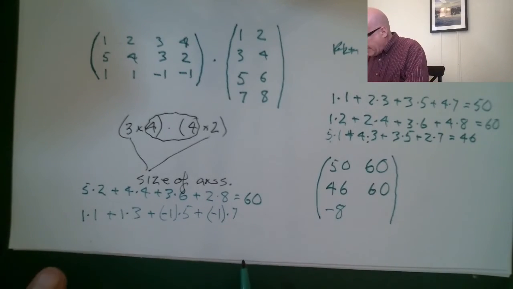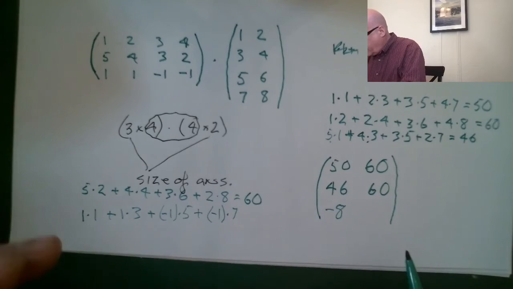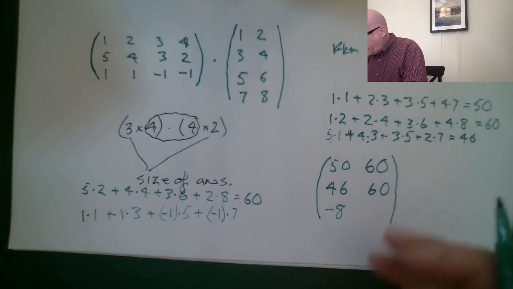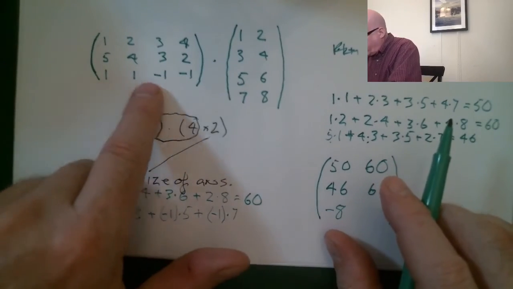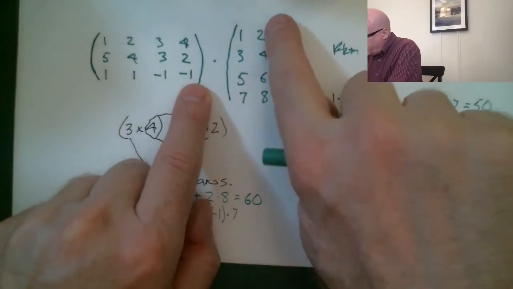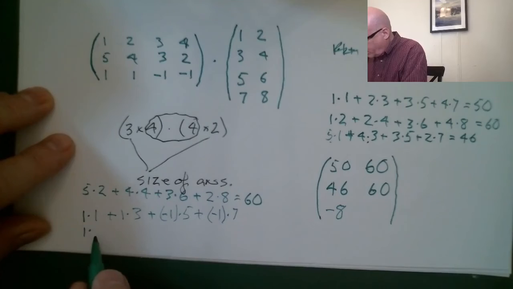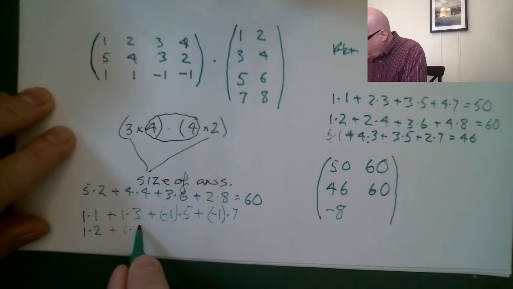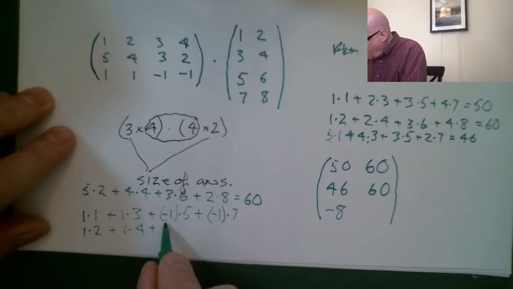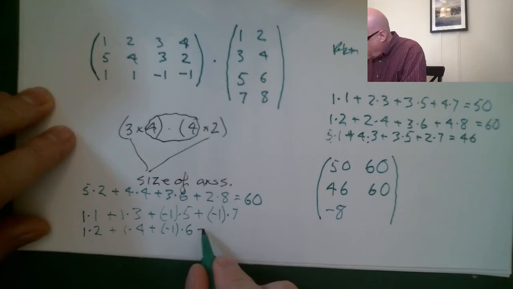Okay, and the last position that we need to fill in is the third row, second column. So we'll be doing the third row of A and the second column of B. The multipliers in front are these 1s and minus 1s though. So it's 1 times 2 plus 1 times 4 plus minus 1 times 6 and minus 1 times 8.